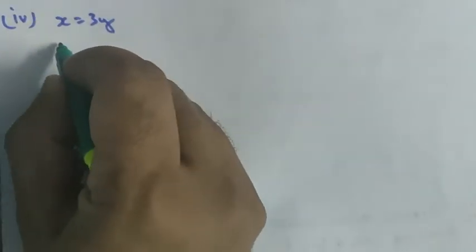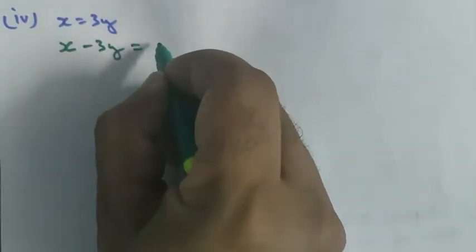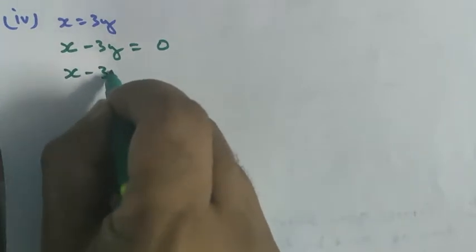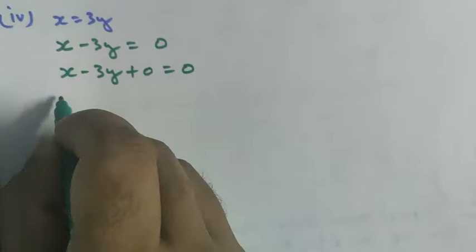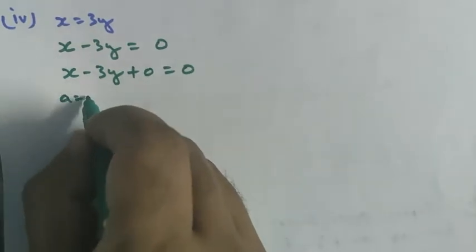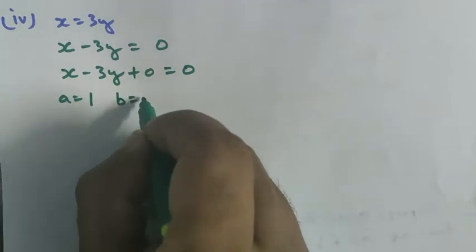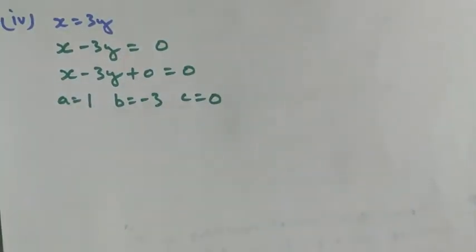Fourth part is x equals 3y. So it can be written as x minus 3y equals 0, or it can also be written as x minus 3y plus 0 equals 0. So a will be what? Coefficient of x, that is 1. b will be what? Minus 3. c will be equal to 0.